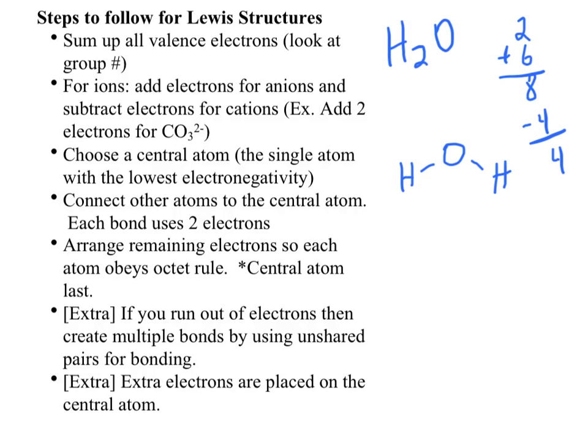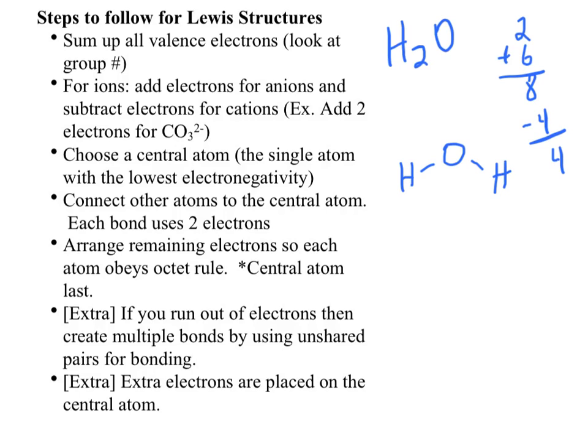So that'll give us 4 electrons remaining. Now we're going to arrange the remaining electrons so that we can obey the octet rule. We start with the outside atoms, and hydrogen does not need a full octet because it's an exception. It only needs to be surrounded by 2 valence electrons, so it's really a duet rule for hydrogen. And with the 1 bond already to hydrogen, that's already satisfied by having 2 electrons around it.